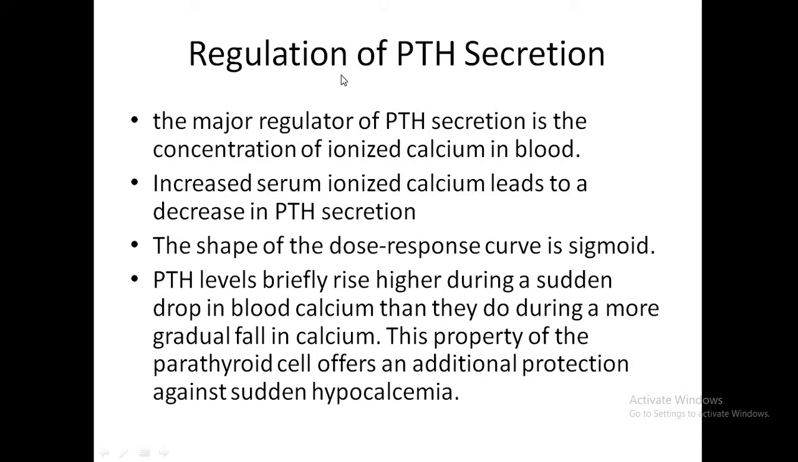Coming to the regulation of PTH secretion, the major regulator is ionized calcium in blood. If there is increased ionized calcium, it leads to a decreased PTH secretion, and the shape of the dose response curve is sigmoid. PTH levels rise more briefly during a sudden drop in blood calcium than they do during a more gradual fall in calcium. You should always remember that. So this property offers an additional protection against sudden hypocalcemia.